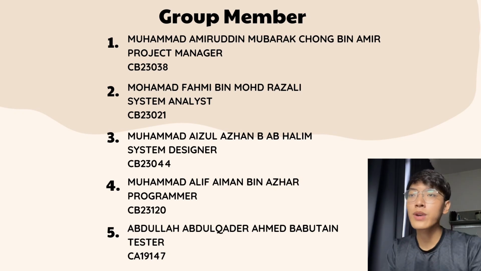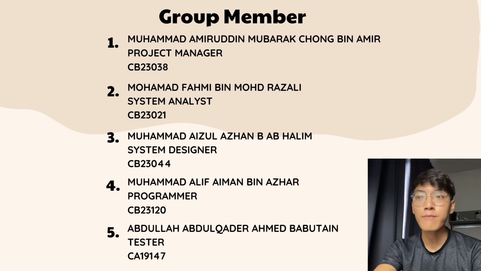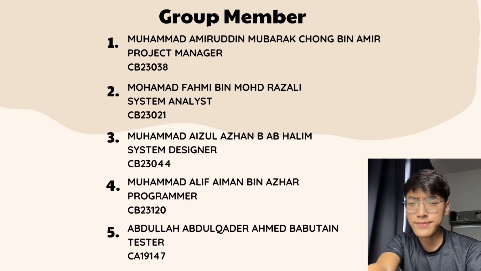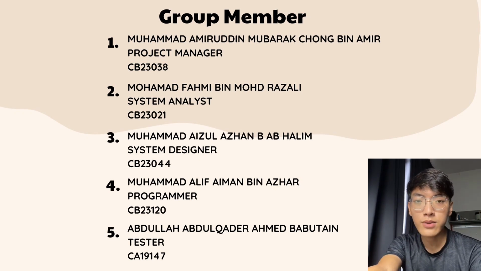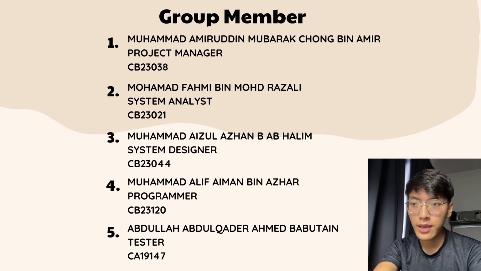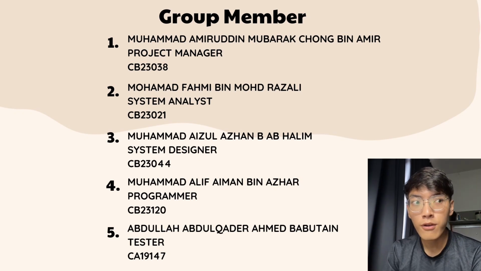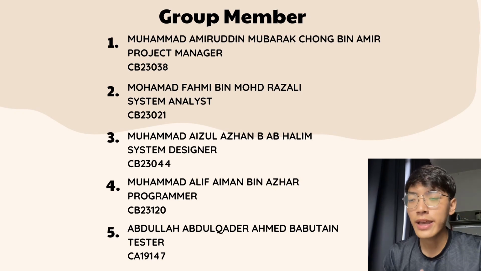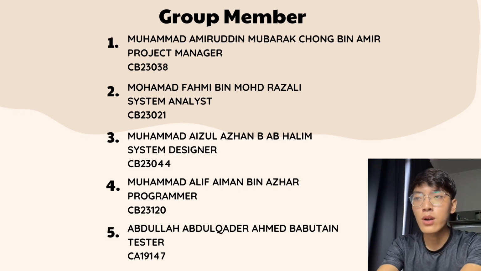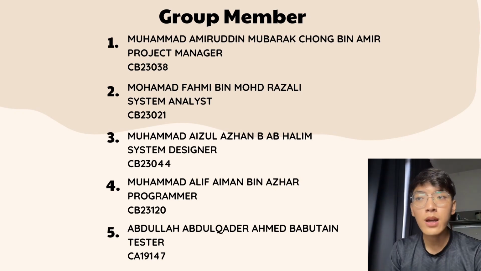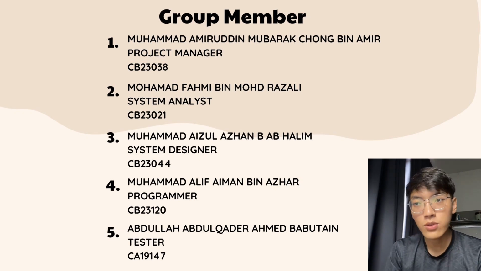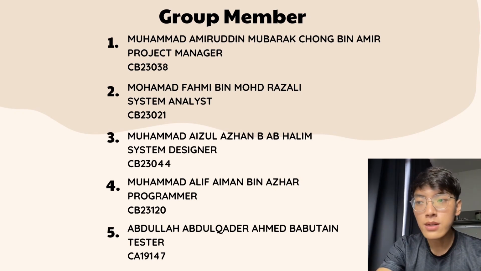Other than that, we also have Muhammad Alif Aiman bin Azhar, and his ID is CB2301120, and Alif Aiman is a programmer for this project. And lastly, we also have Abdullah Abdul Kadir Ahmed Babutin, and his ID is CA19147, and Abdullah is a tester for our project.